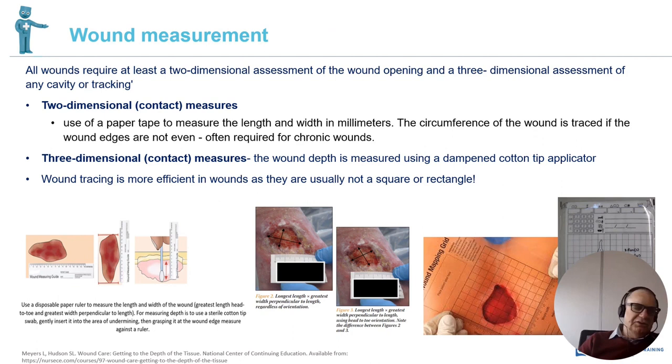Another thing which is obviously important is the wound measurement. Is the wound getting bigger? Is the wound getting smaller? Or is it the same every time we see it? The recommendations are that we don't do these types of measurements, especially the contact type or two-dimensional, three-dimensional type, every time we change the dressing.